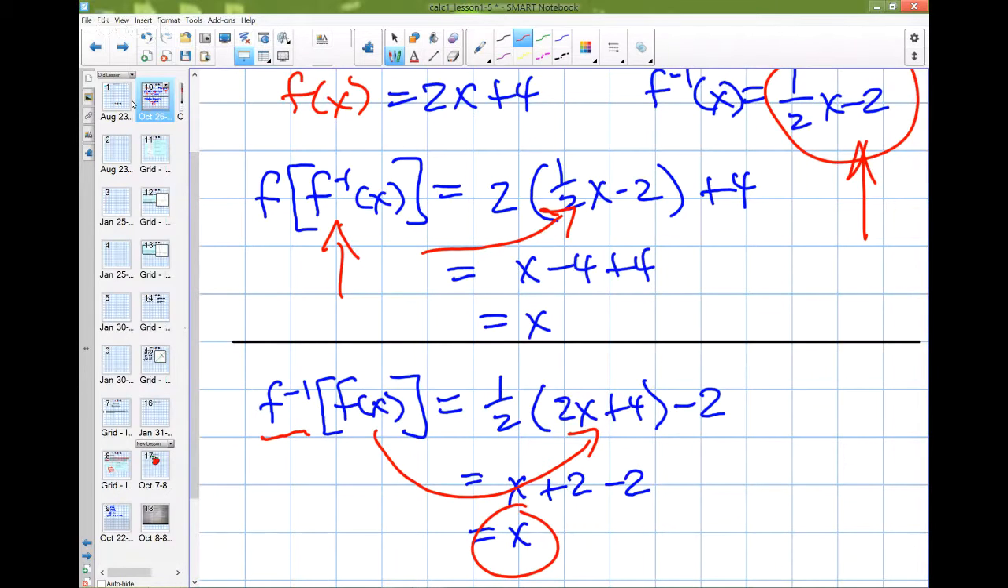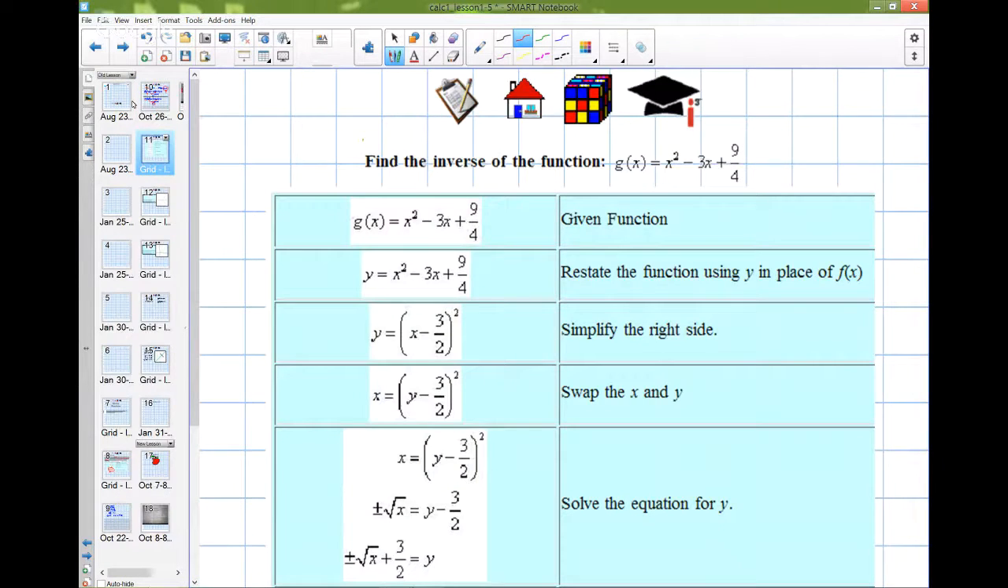Okay. So now let's move on to a function that's a little more challenging. This time we are going to look at a quadratic, this one up here on the top: x squared minus 3x plus 9/4. So once again, put the y in place of the g of x. Then I rewrote this. So I did do a little algebra here.